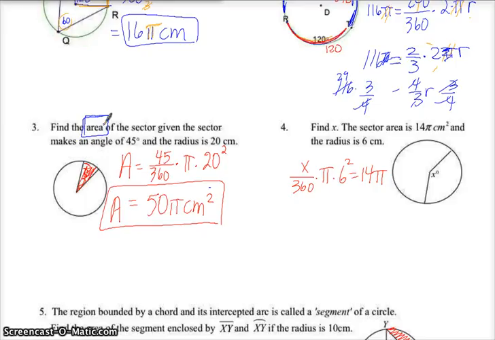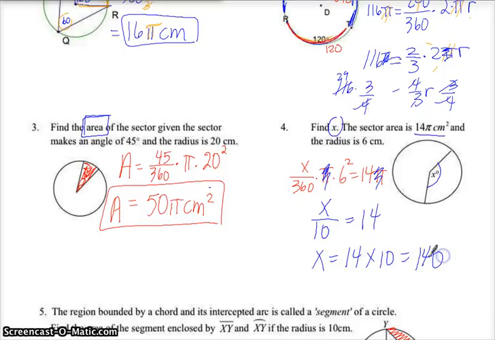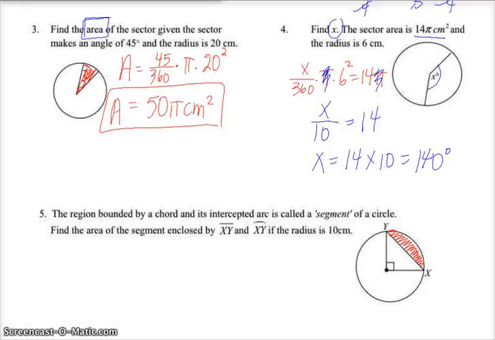For number 4, they gave us the area, so I'm trying to find this value here, the arc measure. So I take x divided by 360 times pi r squared. My pi's cancel, and this becomes 36. 36 goes into 360 10 times. Then I just cross multiply 14 times 10, so you should get 140 degrees. So number 4 is 140 degrees.